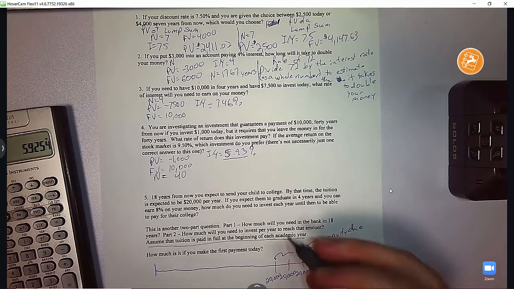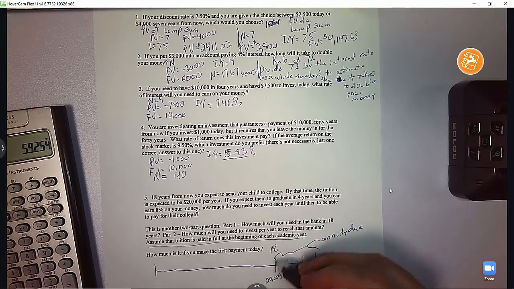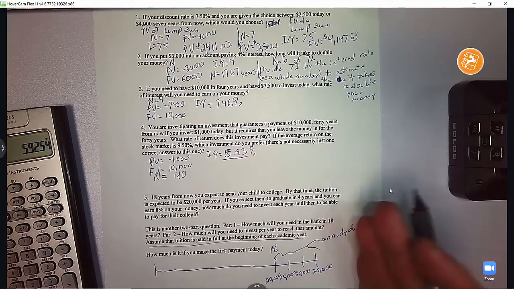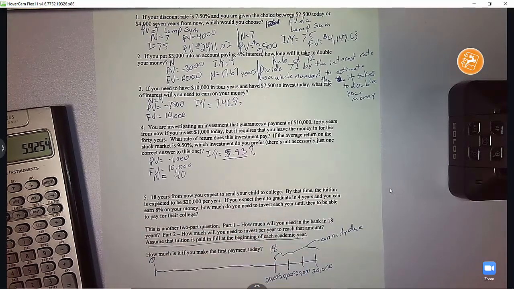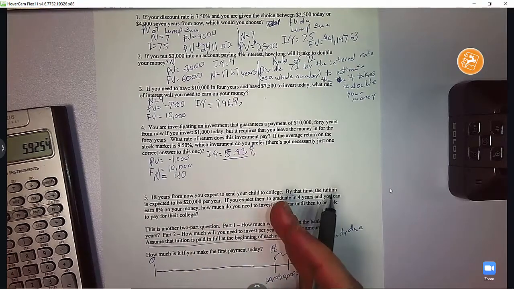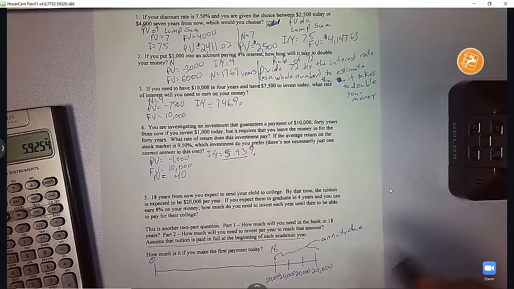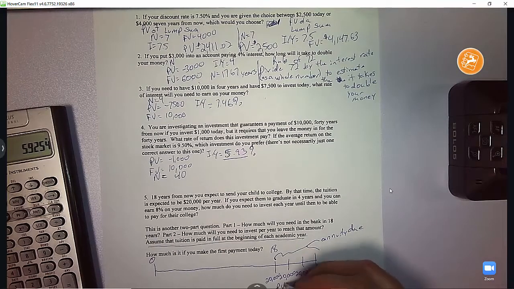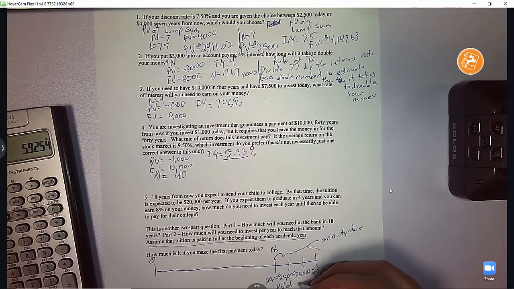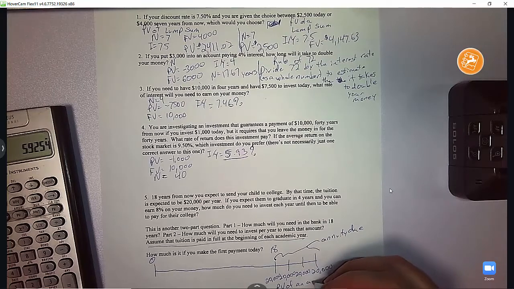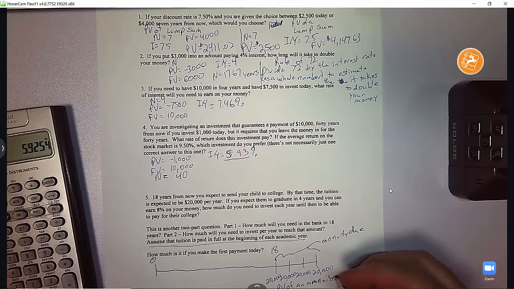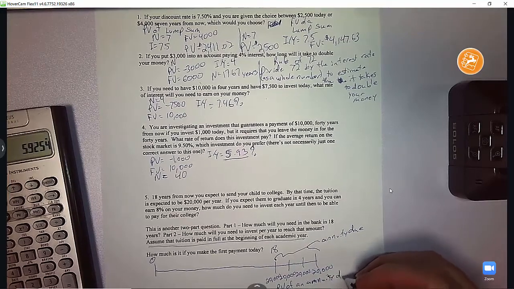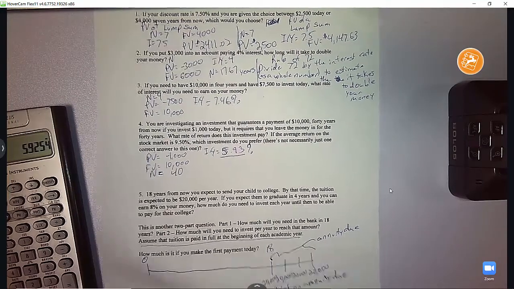So I need to find out, this is time 18, this is when I need the money right here. So I need to find out how much I need to invest for these 18 years leading up to that time period. Okay, so that's what I'm going to do first. So I'm going to find the present value of an annuity, and not just a regular annuity, but an annuity due. The present value of an annuity due.